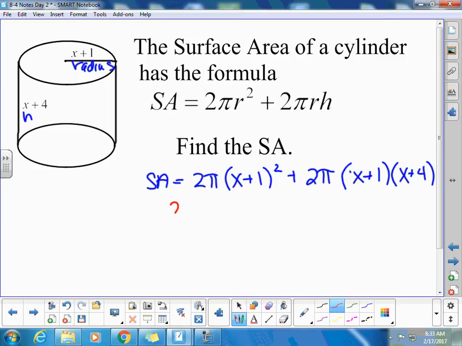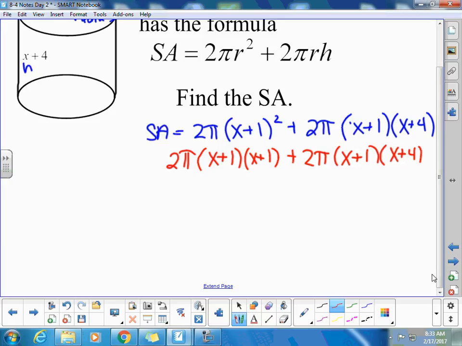So 2 pi, I have x plus 1 times x plus 1. That's what x plus 1 squared is. Then 2 pi, and I'm just going to rewrite this side exactly as it was. Now we can do some foiling. So that 2 pi is just hanging out with us.